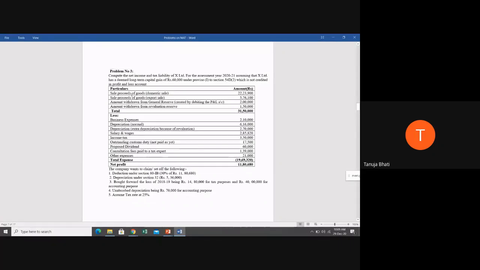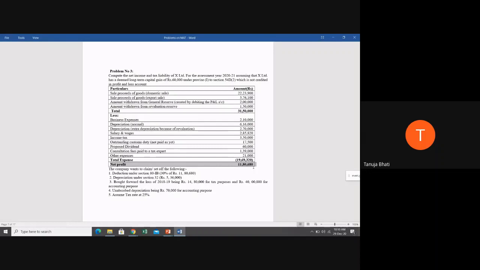So let us start. How do we start in calculating the book profit, students? First, we take the net profit as per the P&L account. The net profit as per the P&L account that is given is 11,80,680. We are continuing with problem number 3, which we had completed half in our previous lecture, where we computed the tax liability as per the normal provisions of income tax. Today, we are going to see the computation of the same sum under MAT provisions.